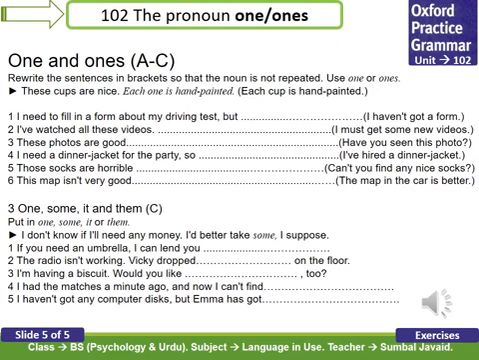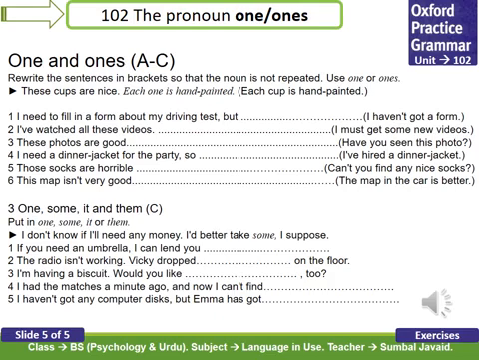Okay, this is the last example about "one" and "ones" related to the A and C part. You write the sentences in brackets so that the noun is not repeated. Use "one" or "ones". आपने use करना है "one" or "ones" और आपने ऐसे use करना है कि आपका जो noun है ना वो repeat ना हो और उसकी जगह proper pronoun use करें. These cups are nice. Each one is painted. Each cup is hand painted. Okay? आपने इसकी मदद से करना है.